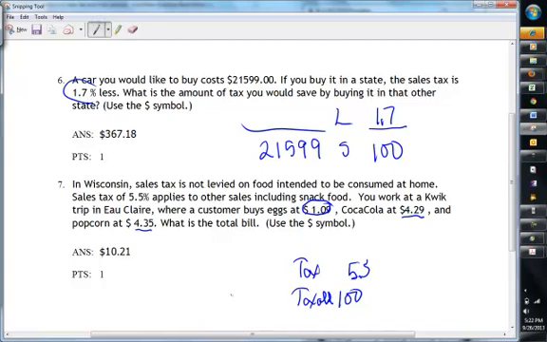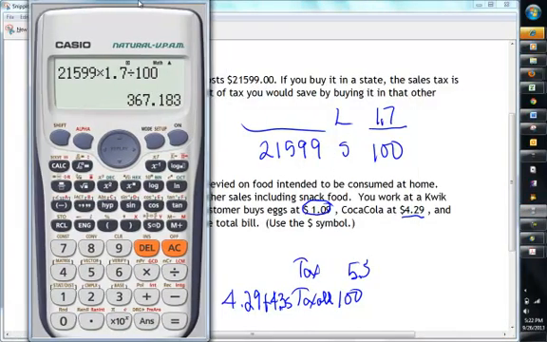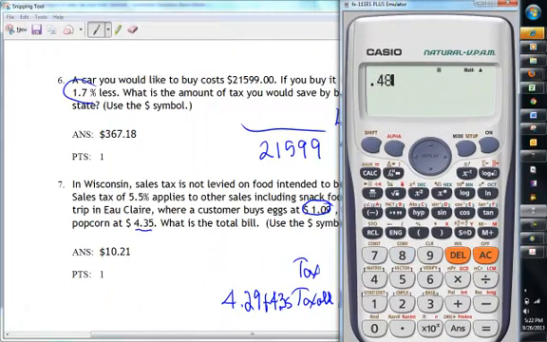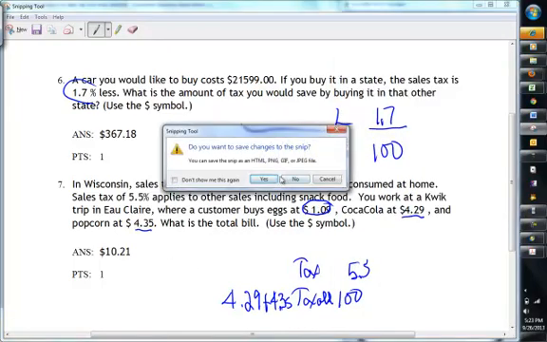The taxable amount is 429 plus 435. I'm going to use my calculator. The whole amount, 429 plus 435, is multiplied by 5.5 and then divided by 100. And we get 48 cents. So we take our 48 cents, add the 429, add the 435, and add the eggs, and we get $10.21. So that's how you do those problems.